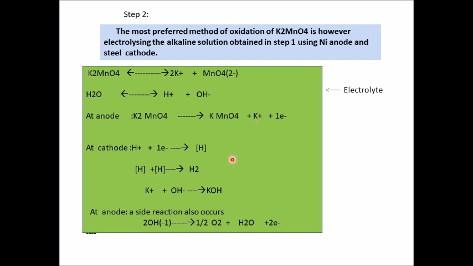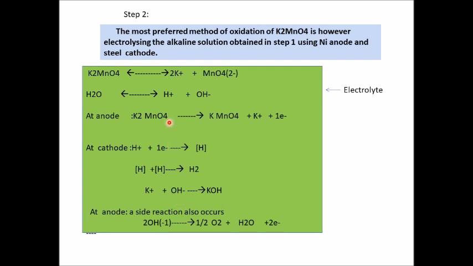What happens at the cathode? At the cathode we are going to have H and H giving you H2, because OH- has already been used by K+, and that K+ has gone into the cathodic chamber to give me KOH.